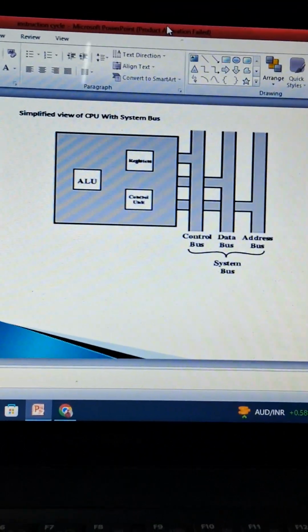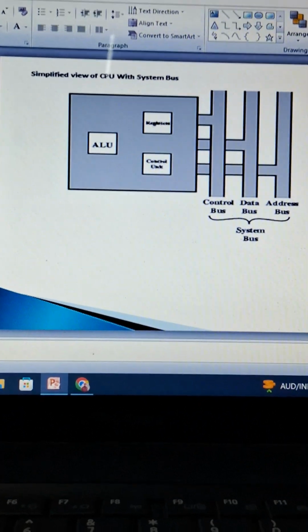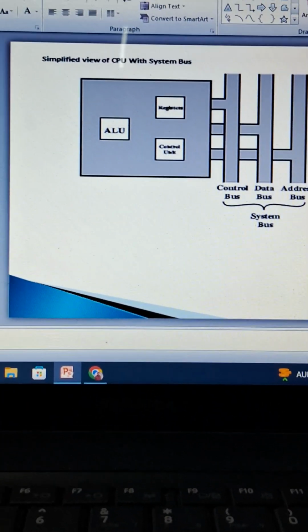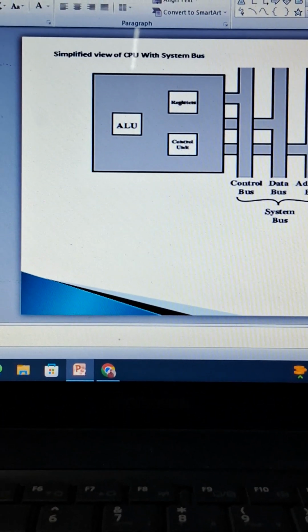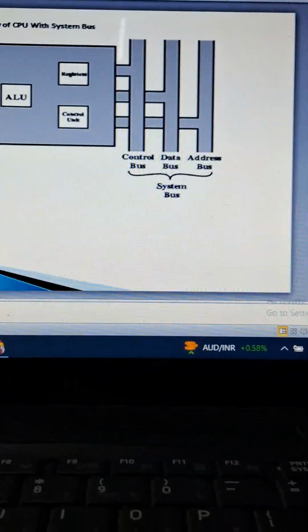Hello students, now our next topic of discussion is the instruction cycle. Every instruction that is given to the computer is performed by the CPU. So when we talk about the instruction cycle, first we have to understand the simplified view of a CPU and the bus system.